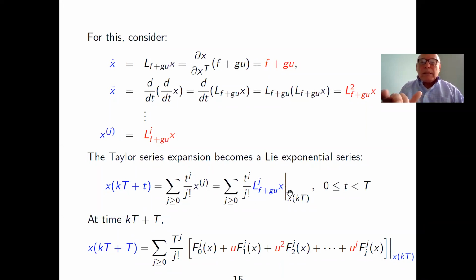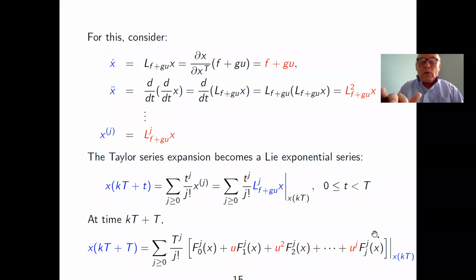So at time kT plus T, we have an infinite sum of polynomials of growing degree, or of growing order in u. For the fifth element of this series, you will have a fifth order polynomial. For the 10th element of this series, you now have a larger sum of powers of u in a polynomial whose coefficients are functions of x at time kT.